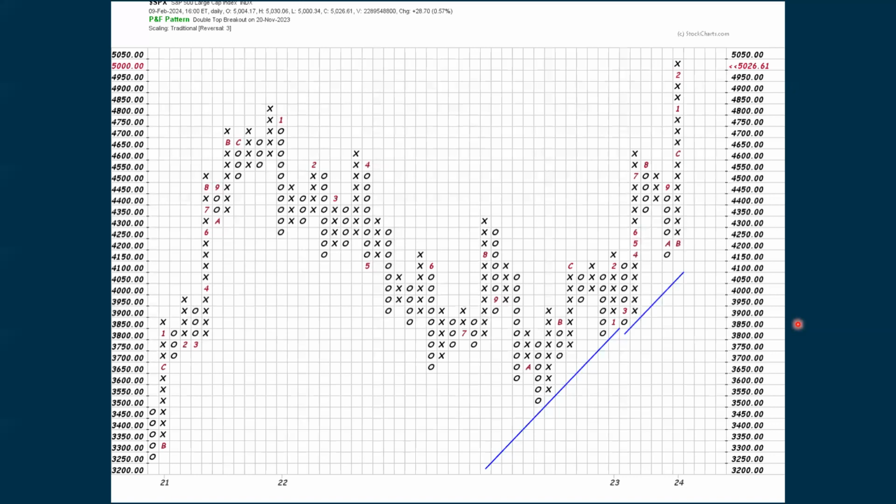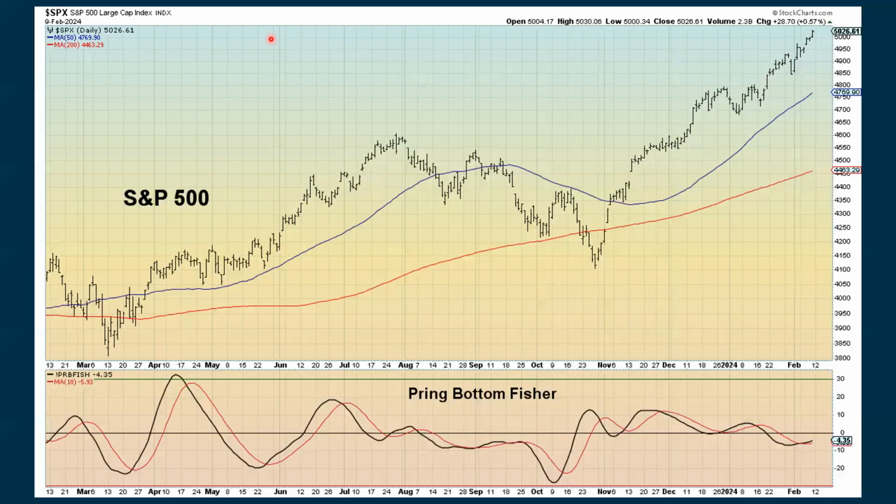This is a point and figure chart where we don't take time into account, just price movement. Even though we're setting new all-time highs above 5,000, there was not enough in this chart anyway to generate a new X, but we are looking positive. When we're going up, X's are drawn. When we're going down, O's are drawn. The last signal that was generated was a double top breakout on November 20th, 2023.